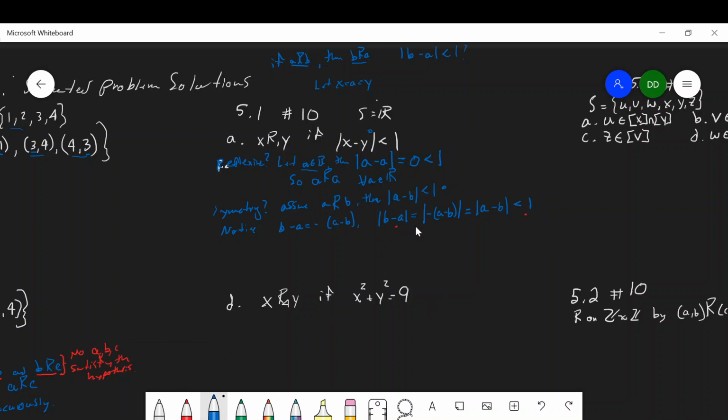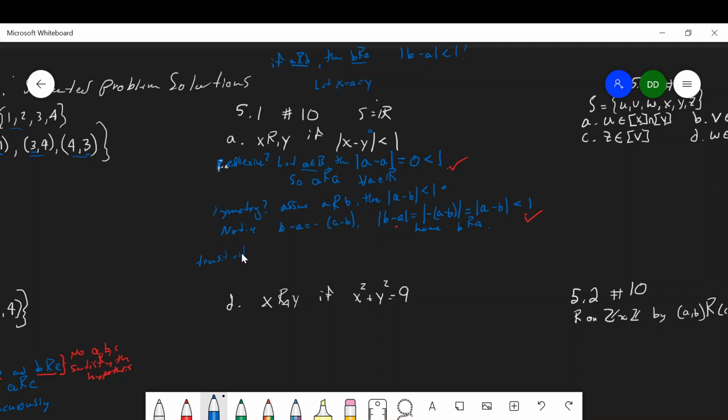Hence, b is related to a. And so yes, it is symmetric. So reflexive, yes. Symmetric, yes. What about transitivity?